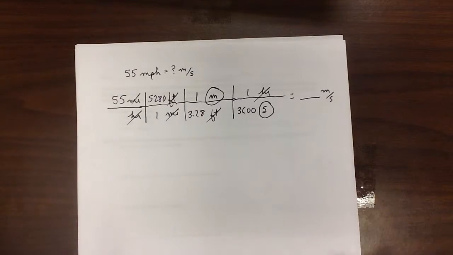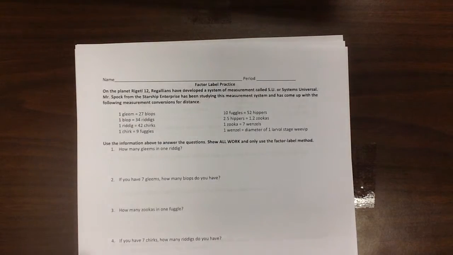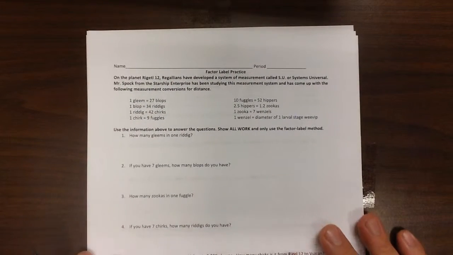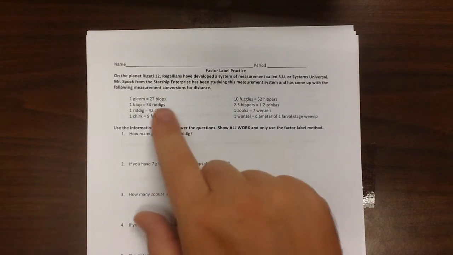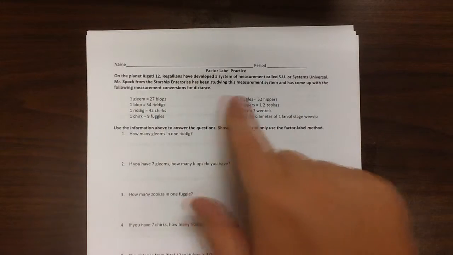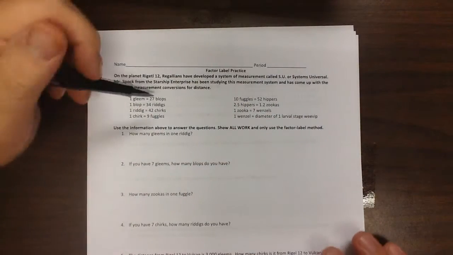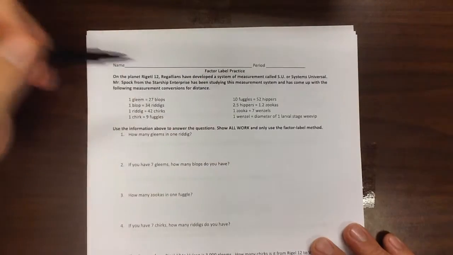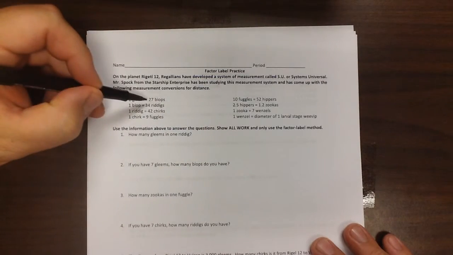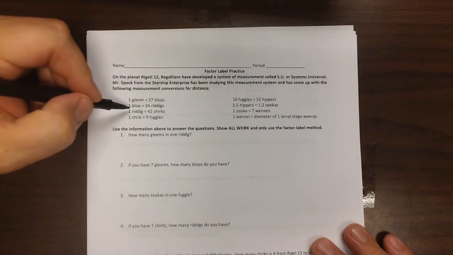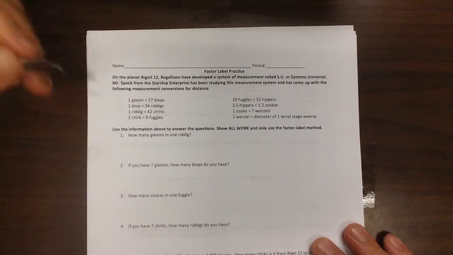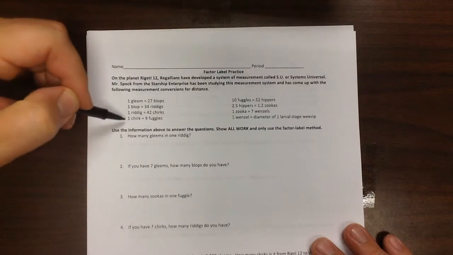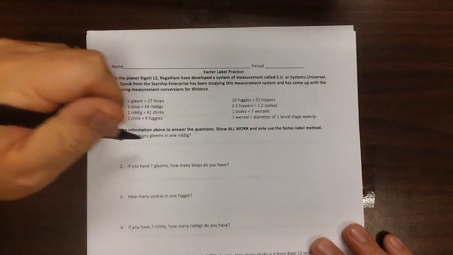I would like to point out that a common practice method of using dimensional analysis is to use a nonsense system of measurement. And here we have a given number of factors that really don't make any sense to us. 1 gleam equals 27 blops, 1 blop equals 34 riddigs, whatever, this goes on and on. But the point here is that if you know the factors, you can apply this.